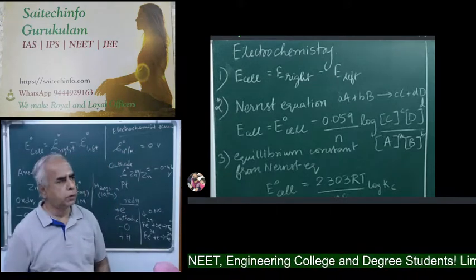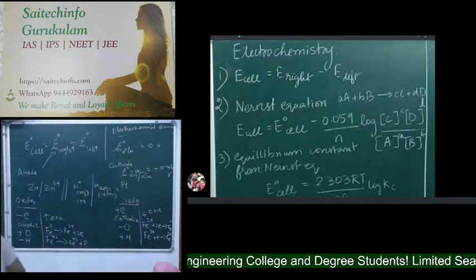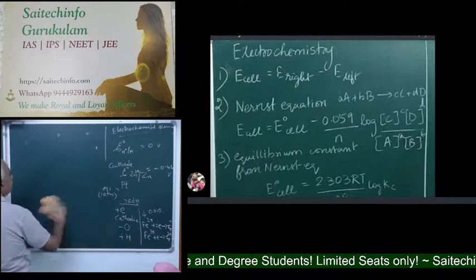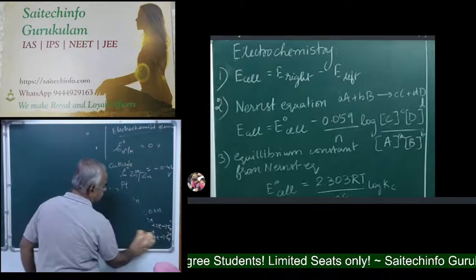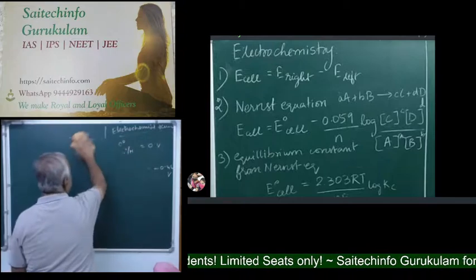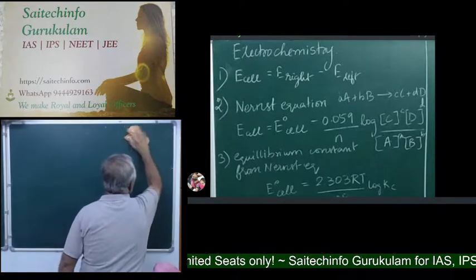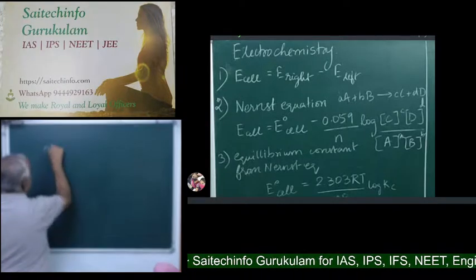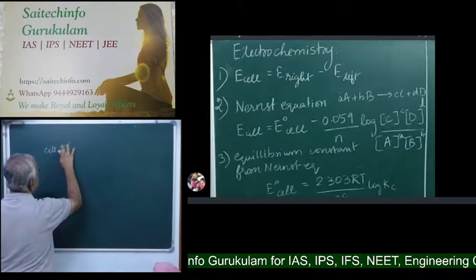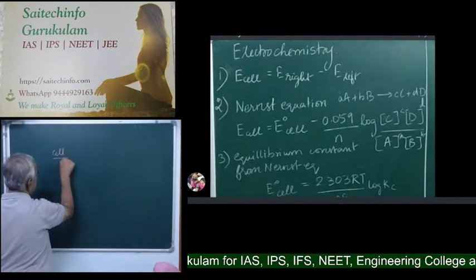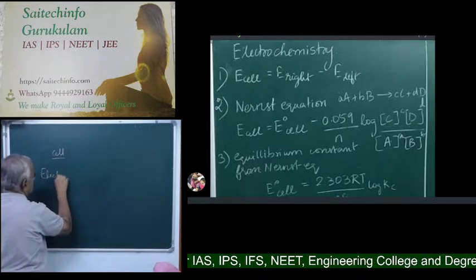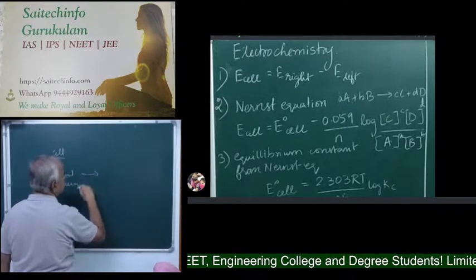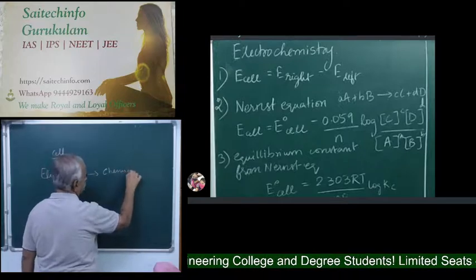Let us now proceed with Nernst equation. So Nernst equation is a very important relation that relates the electrical energy and chemical energy. We know a cell is capable of converting electrical energy into a chemical energy or chemical reaction.